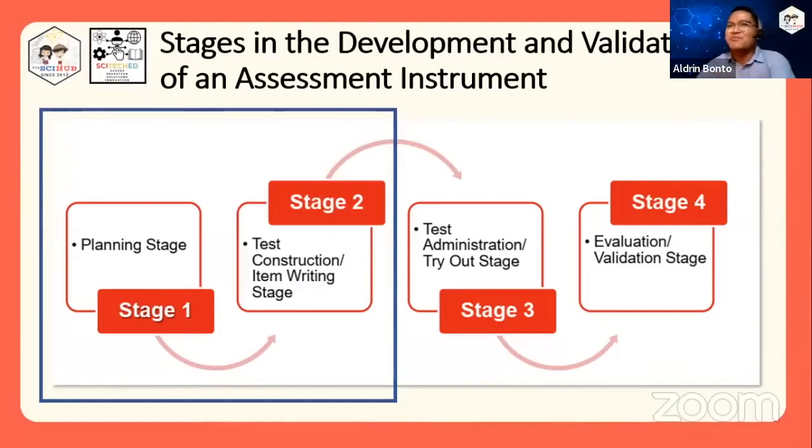Any idea from the group? How do we plan an exam? What do you think? What do you do in the first stage? I think everyone is doing exams or preparing examinations. We're drafting a lot of exams. But what is the first part or first stage? What do you think comprises the first stage?